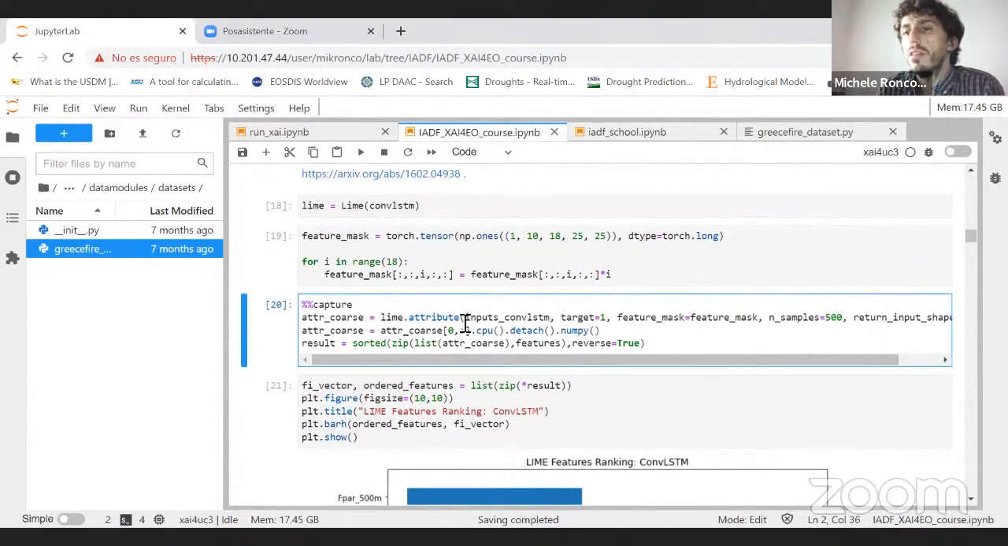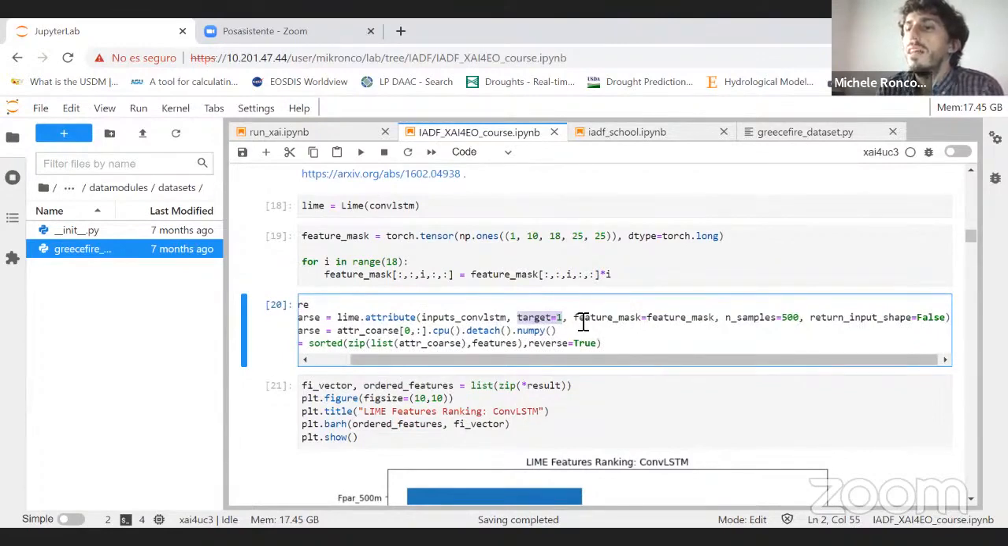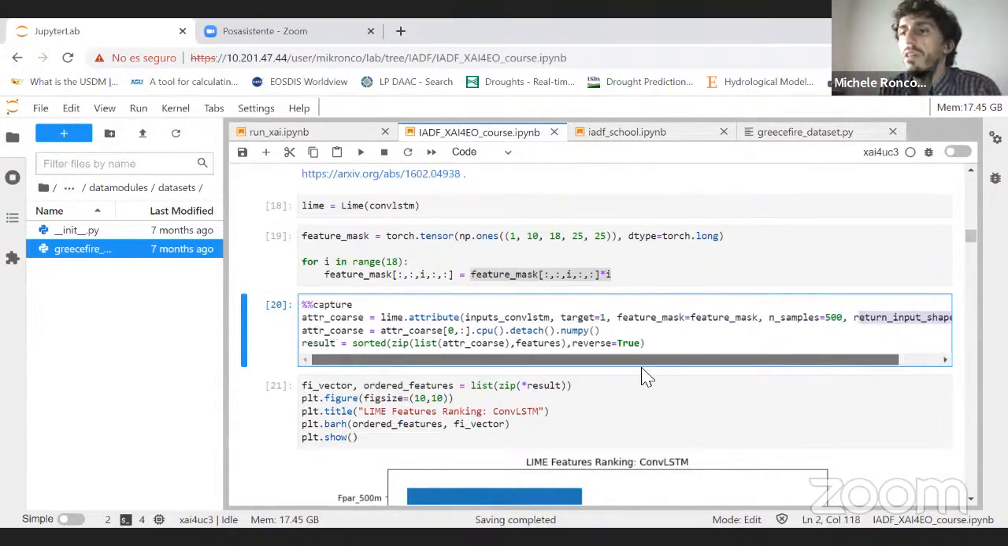function that we can call, which takes usually the inputs, the input tensor, and the target, which in this case is one, because the area is actually burned, so there is a burn area. And then we can give this feature mask, which in this case is one per channel. And the number of samples: if you remember during the presentation, to fit this linear model, Lime needs a number of points sampled in the vicinity of the instance that we want to explain. So in this case, we say, okay, just use 500 samples. So it will fit this linear regression over the 500 data points. But this is not very important as a parameter.